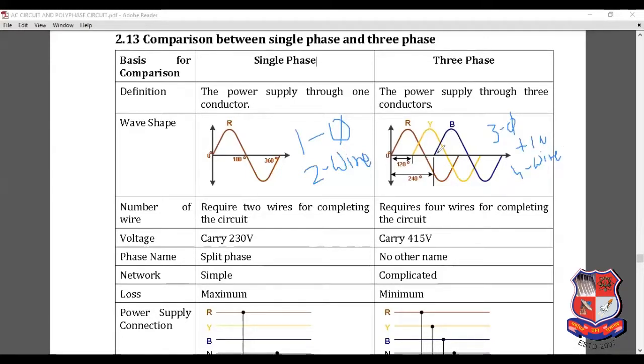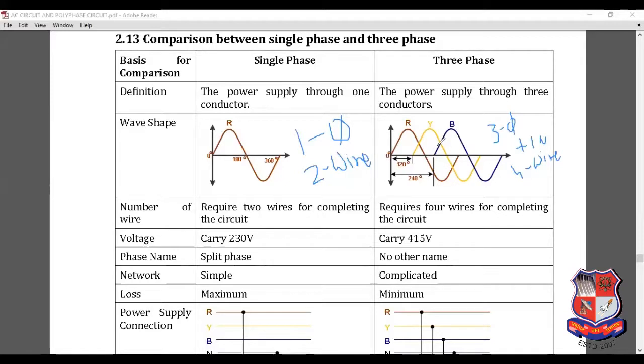See, there are many types of loads available. As far as electricity is concerned, the commercial load is there, traction load is there, irrigation load is there. Clear? So for heavy load, we are going to use three-phase circuits.